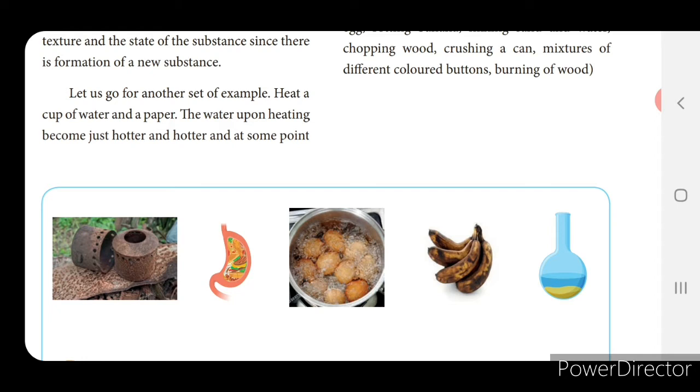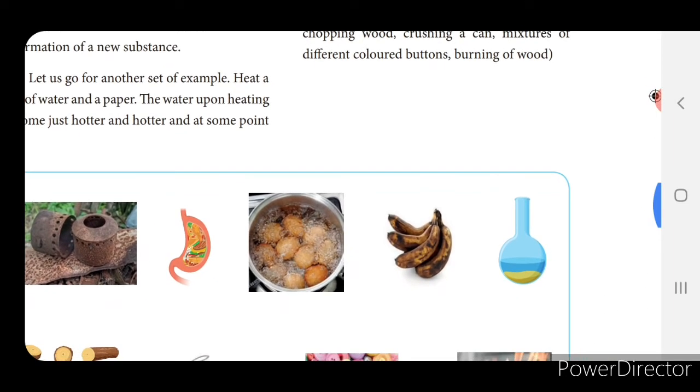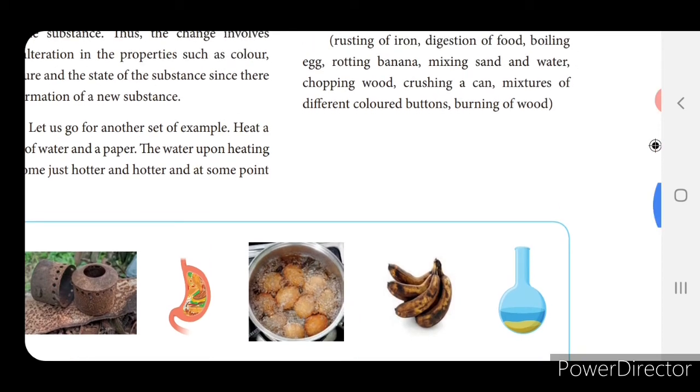Digestion: whatever foodstuffs you are taking, with the help of oxygen, it is burnt and converted into energy, so it is also a chemical change. Then boiling of egg, that is also a chemical change. The next one, rotting banana, that is also a chemical change. Mixing sand and water, after mixing it you can separate it, so it is a physical change.